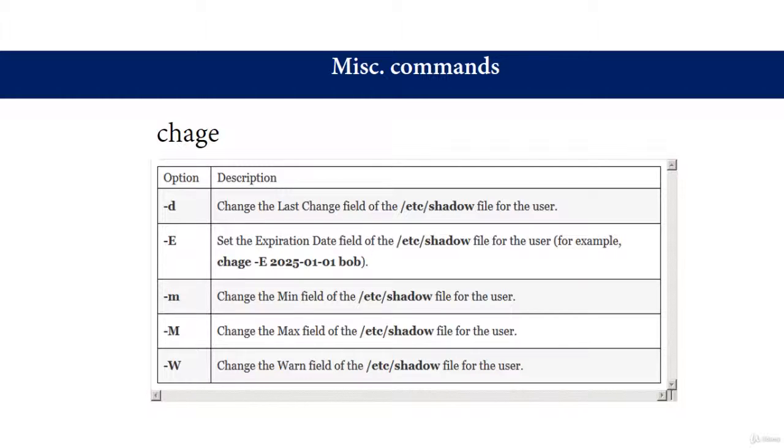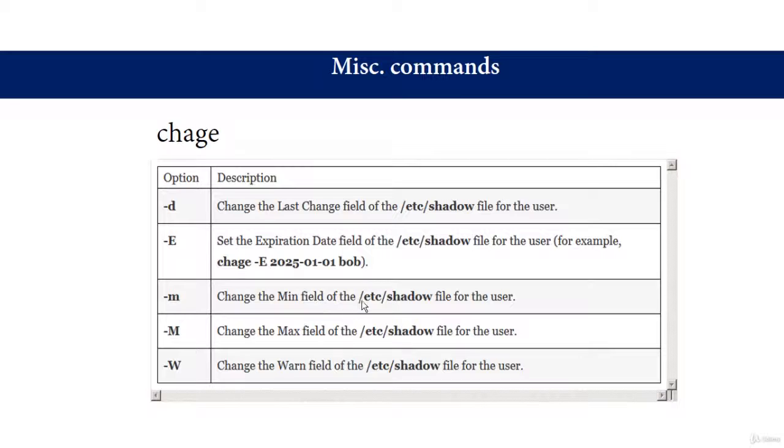Important options for the chage command include these. -d will change the last change field of the /etc/shadow file for the user. Remember, I told you /etc/shadow is not something that you edit with a vi editor. This is something you can do from the command line. It'll make the change. -E will set the expiration date field of the /etc/shadow file for the user, and this is how you use it.